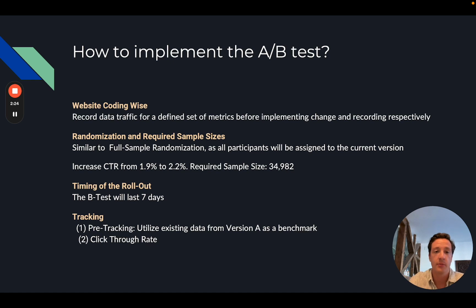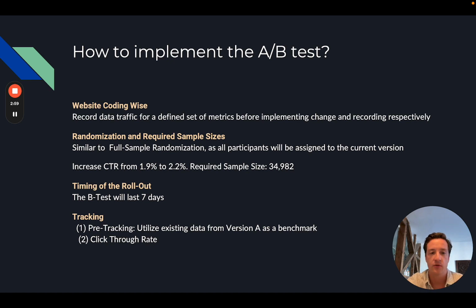Okay, so how do we implement the A/B test? Website coding wise, we will implement a second version of the website, and the implementation team is responsible for the technical feasibility of that. For the randomization, we will have something similar to full sample randomization, which involves randomly assigning all participants to either the control or the treatment group without considering any other characteristics. As we have A running and then we test for B afterwards, this is what the randomization looks like.